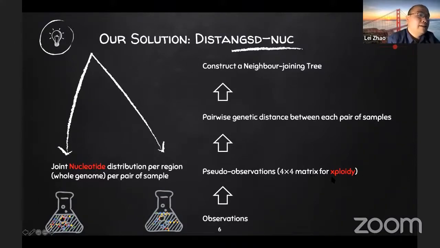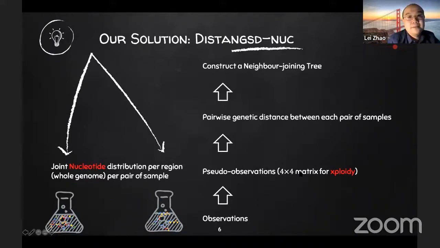Once you do that, based on the observations, you try to infer the joint nucleotide distribution. So let me make it clear. Suppose at a site in one sample it is AT, and in another sample it is also AT. Then there will be a quarter chance to be AA, a half chance to be AT, and a quarter chance to be TT. That will be taken into account in this 4x4 matrix. By doing this, we don't care much about the ploidy.